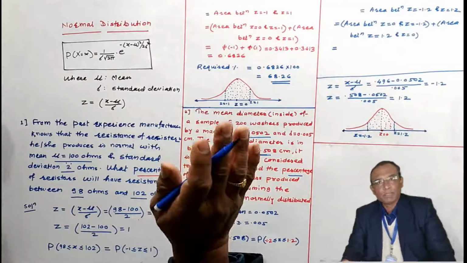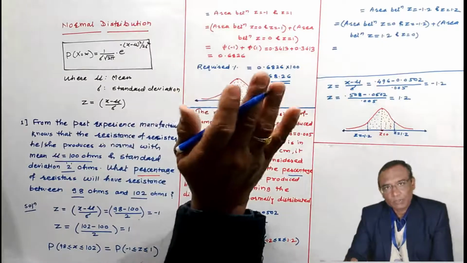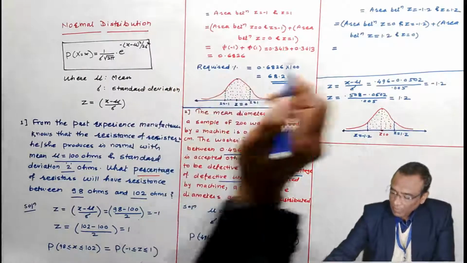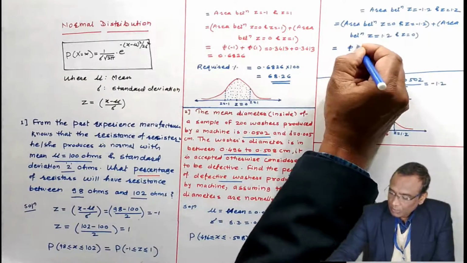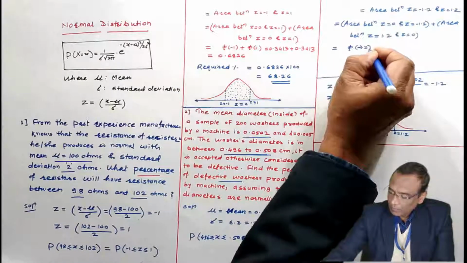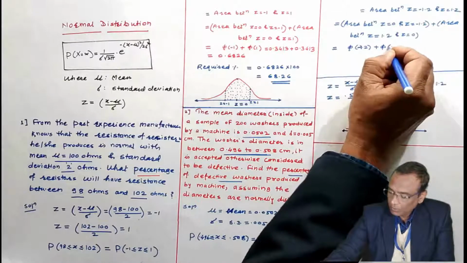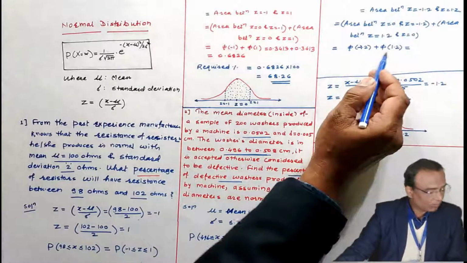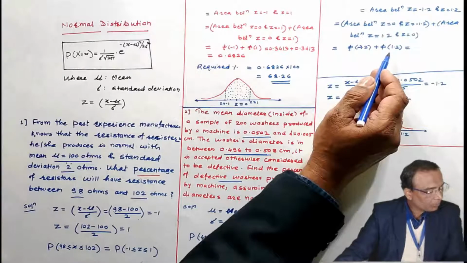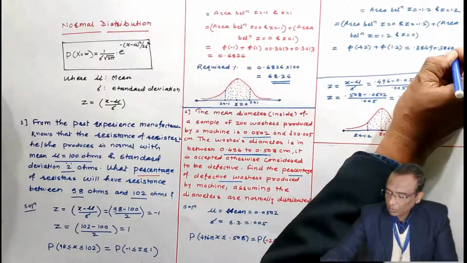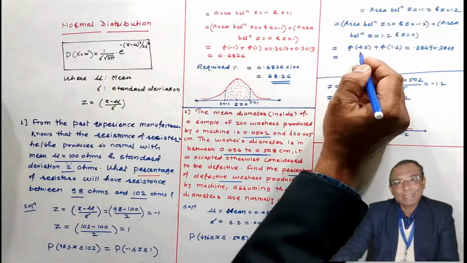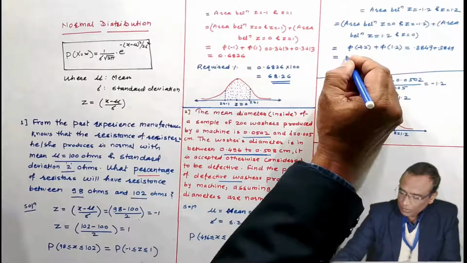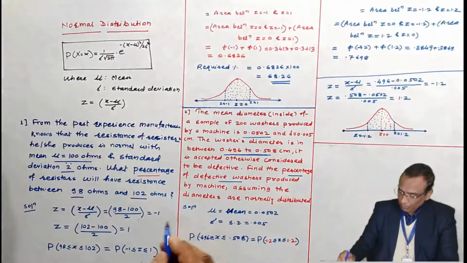The normal distribution table gives us the area under the normal curve which starts from Z equal to 0 or which ends at Z equal to 0. The phi value, the normal distribution table value of minus 1.2, and the normal distribution table value of 1.2 are the same. The normal distribution value of 1.2, I am writing here, 0.3849. The table value for negative Z and positive Z is the same, and the sum of these two is 0.7698.